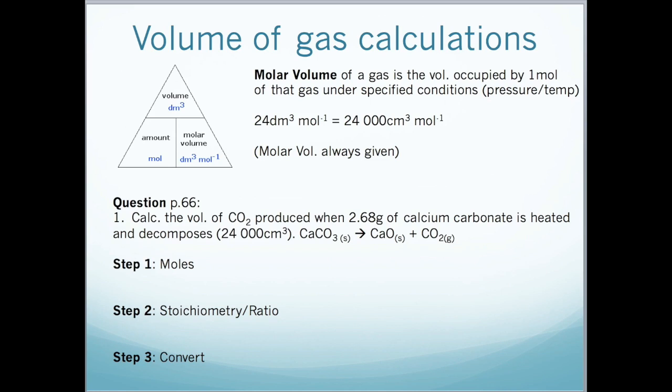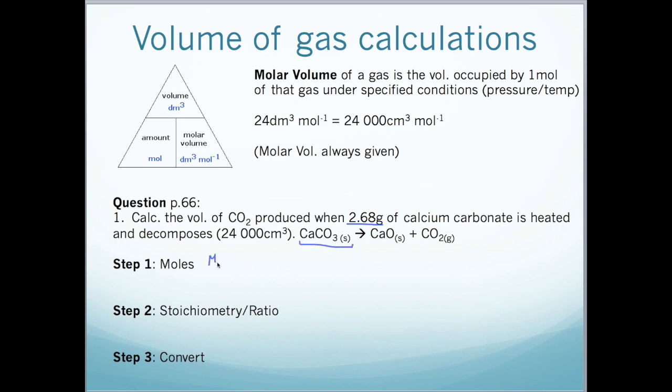So let's look at this question here. Calculate the volume of CO2 produced when 2.68 grams of calcium carbonate is heated and decomposes. We're given the molar volume, which is here, and we're also given the balanced equation. So step 1, we need to calculate the number of moles of calcium carbonate, because we know the mass, which is 2.68. So first of all, let's work out the molar mass of calcium carbonate, which is this one here.